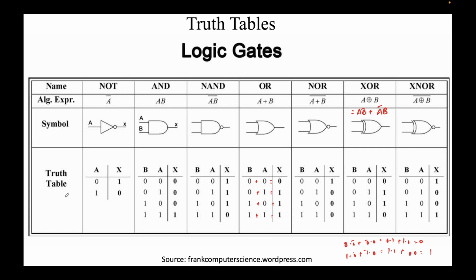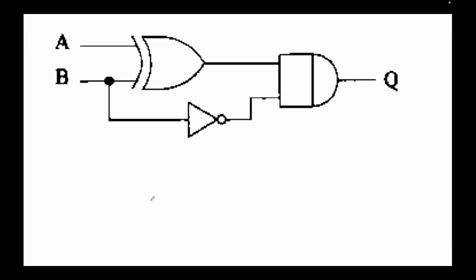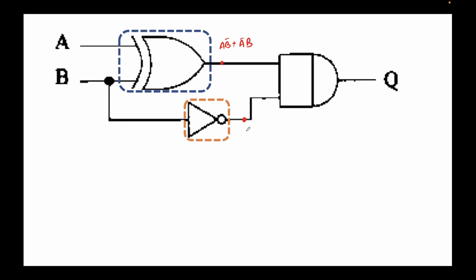So again, a truth table is nothing but finding the output based on the algebraic expression for all sets of inputs. Now let's get back to the question. We were given four circuits. This is the first circuit. Let's first try to evaluate the output at this node. Note that this is an XOR gate, so I can write the output here as A B bar plus A bar B. Now let's find the output at this node. This node is the negation of B, so this will be B bar.